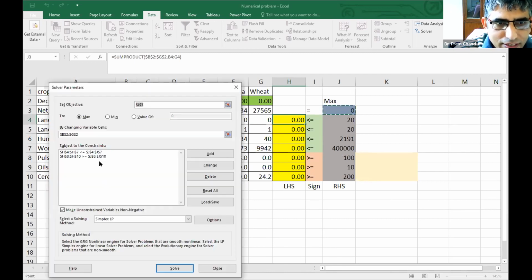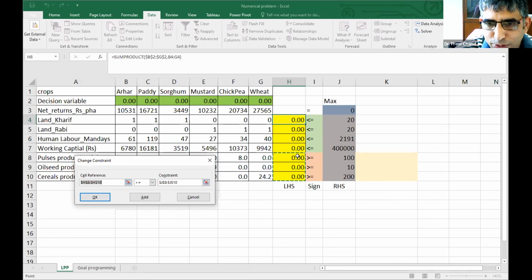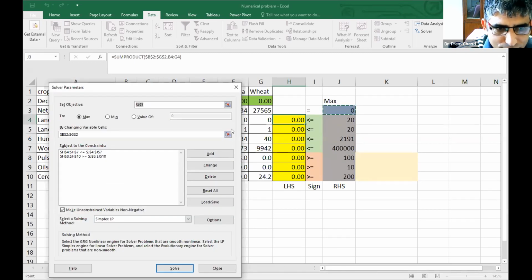And then second, I have to have my production of oilseed, pulses and cereals more than this one, 10 ton, 1 ton and 20 ton. Okay, I have selected that one. Just I will solve it. Solve using simplex LP. I have solved it.